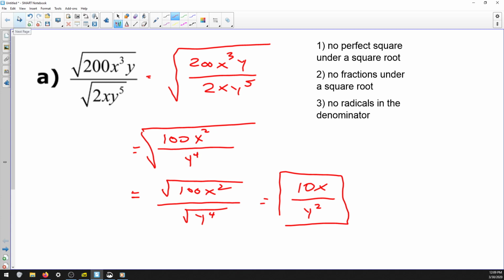Okay, so if there's any questions on that one, anything that we did, or if you want me to do it a different way, maybe where we simplify everything separately, the more complicated version of it that you might have done, we can look at it that way too. Okay, so that's problem number 4A.